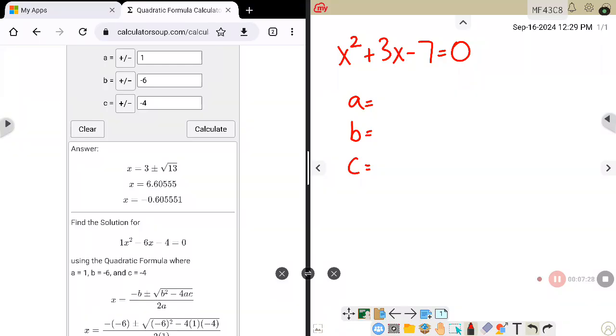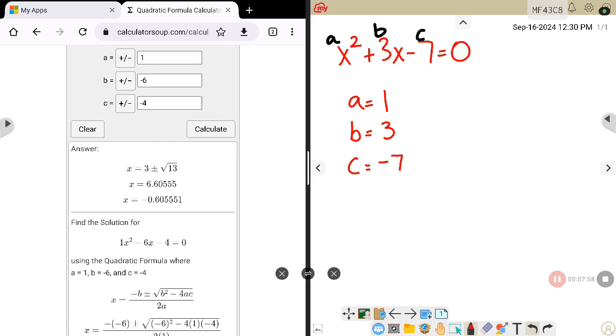Okay, let's try another one, and we're going to come up with the exact solutions and the approximate solutions. We have x squared plus 3x minus 7 equals 0. So if I want to find my a, which is in front of x squared, it's going to be 1. My b is in front of x, so it's positive 3. And my c, which is the constant, is -7.